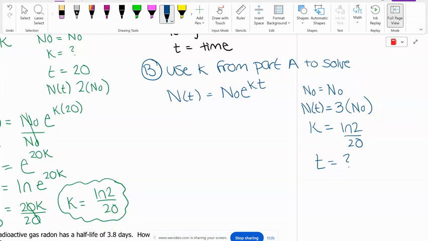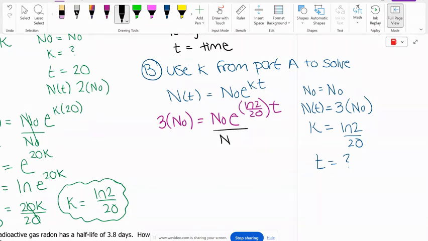Can we now plug into our formula? We sure can. So my N of t is going to be 3 times N sub 0. My N sub 0 is my N sub 0. And then e raised to the ln of 2 over 20 t. I'm going to divide by N sub 0 on both sides. And now I'm going to have 3 is equal to e raised to the ln of 2 over 20 times t.